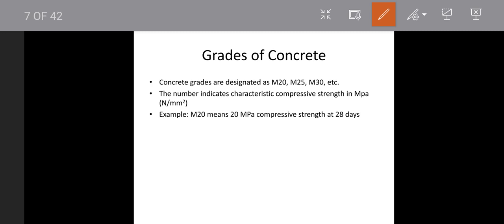Up to M25 it is called nominal mix, because the mix ratio is already available, and from M30 and above it is called design mix, because based on the properties of the materials which we are adding in the concrete, we need to design the mix ratio. For example, if you consider M20, M represents the mix and 20 represents the compressive strength which it needs to attain at the end of 28 days. Here MPa can also be represented as Newton per mm square.